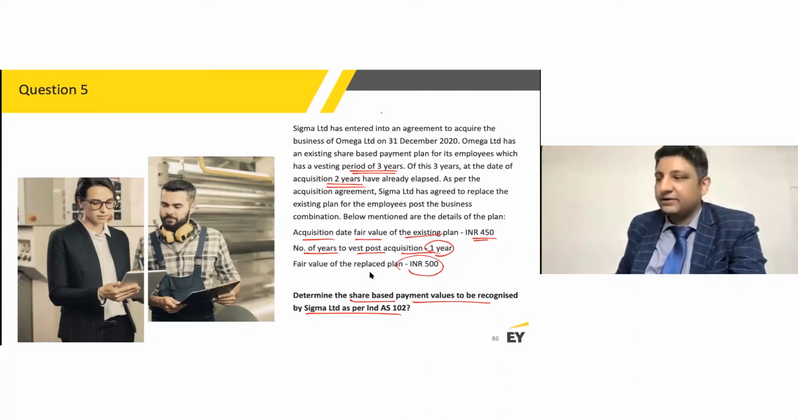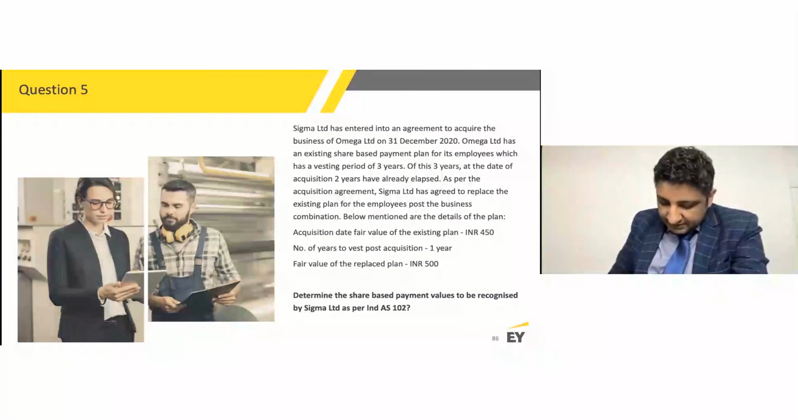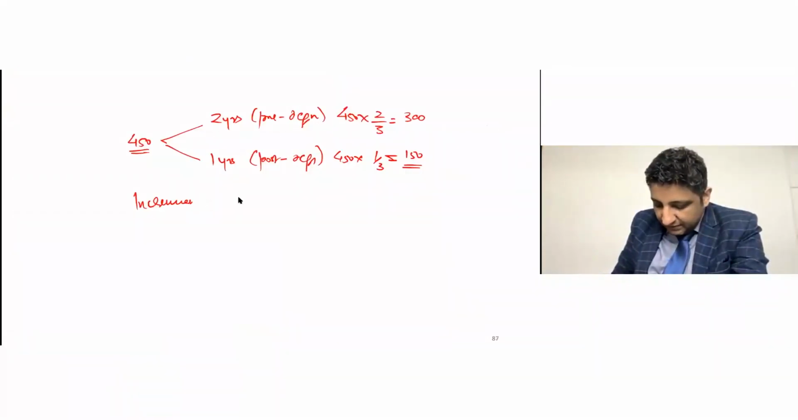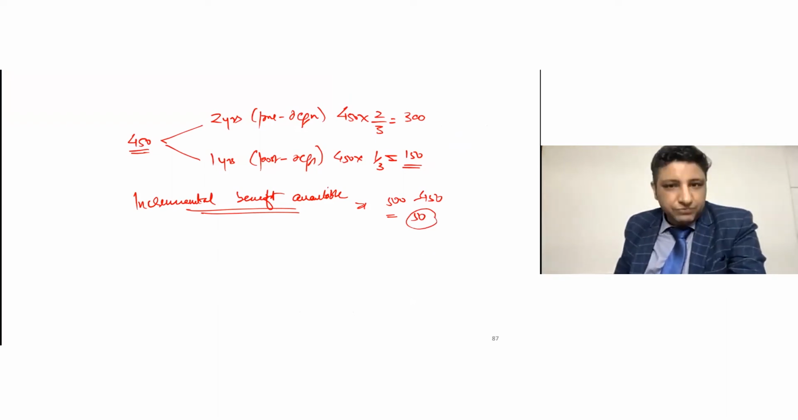The value of the new plan is given at 500 versus the value of the plan which was already in place, 450, which means that if you look at this, there's an incremental benefit available to the employees to the extent of 50, which is basically 500 minus 450.